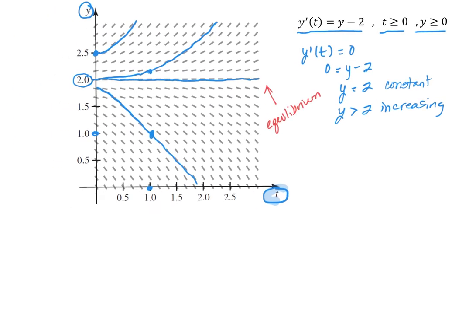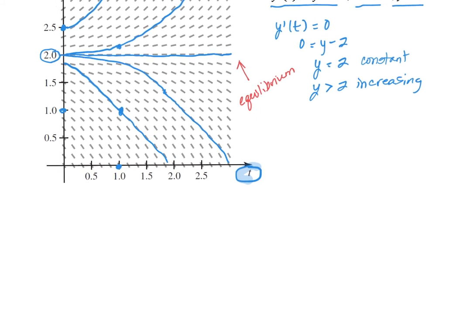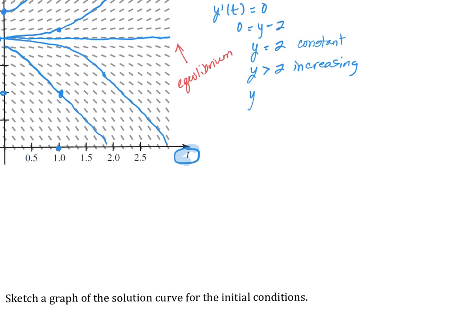And then when you look below y equal to 2, you can see that no matter what point you pick, follow the curve, and the curve is decreasing. So when y is less than 2, we say the solutions are decreasing. So again, this is just some vocabulary.